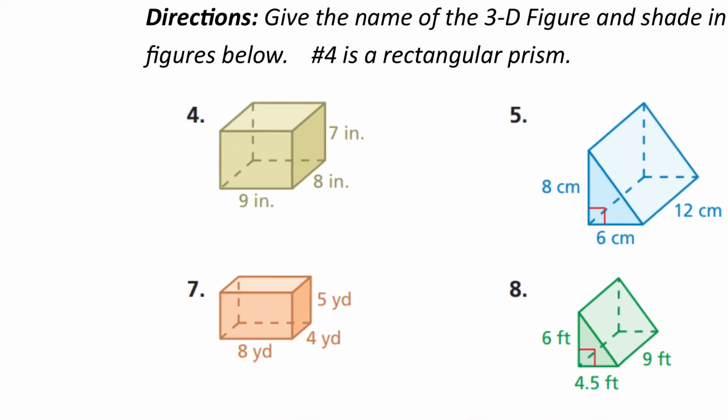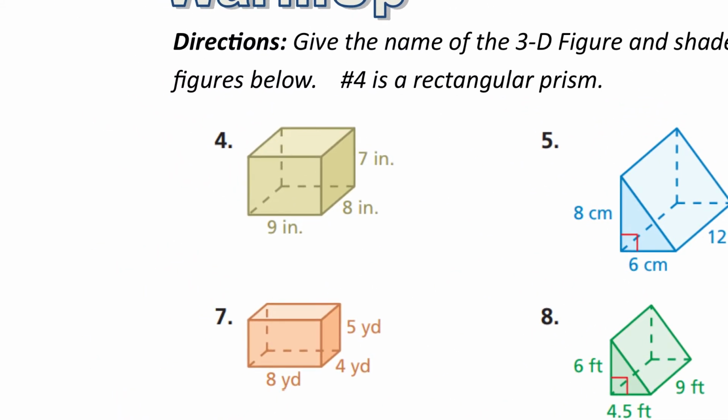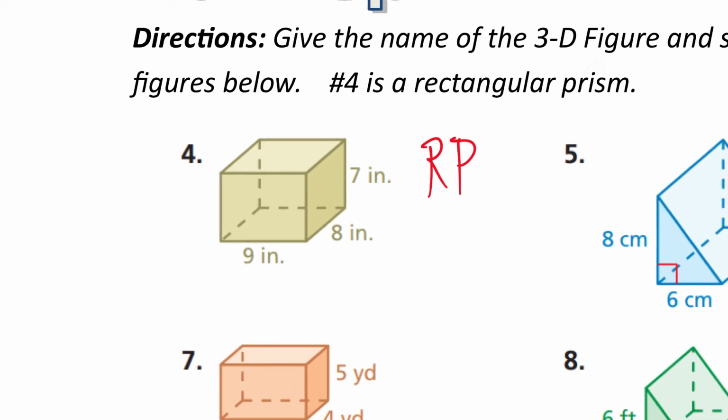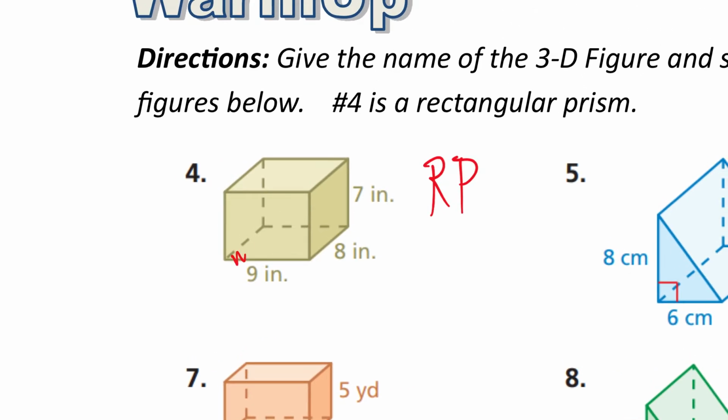All right, so number 4, what is this thing? Okay, it's a rectangular prism. And what we're doing here is shading in, I said just shading in one of the bases. So like this right here is one of the bases. If you shaded in this one, that would have been good also.